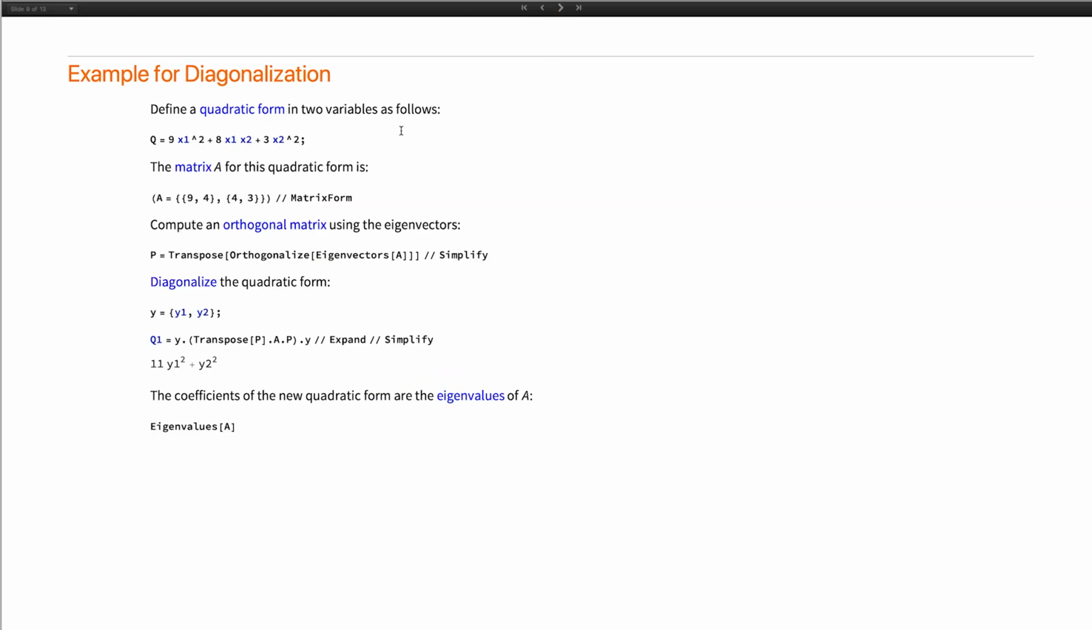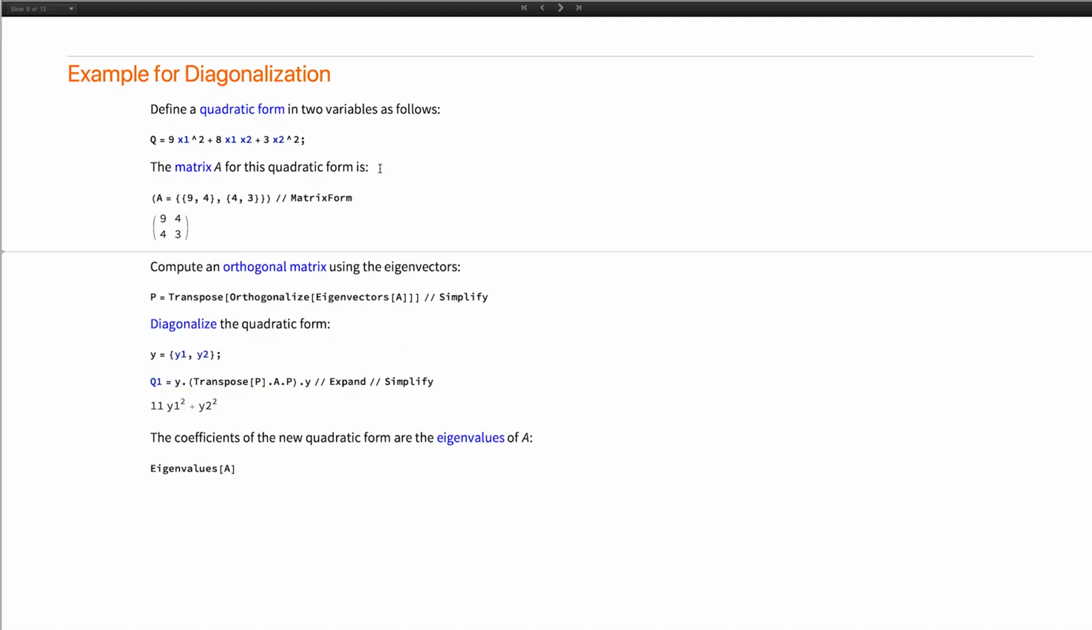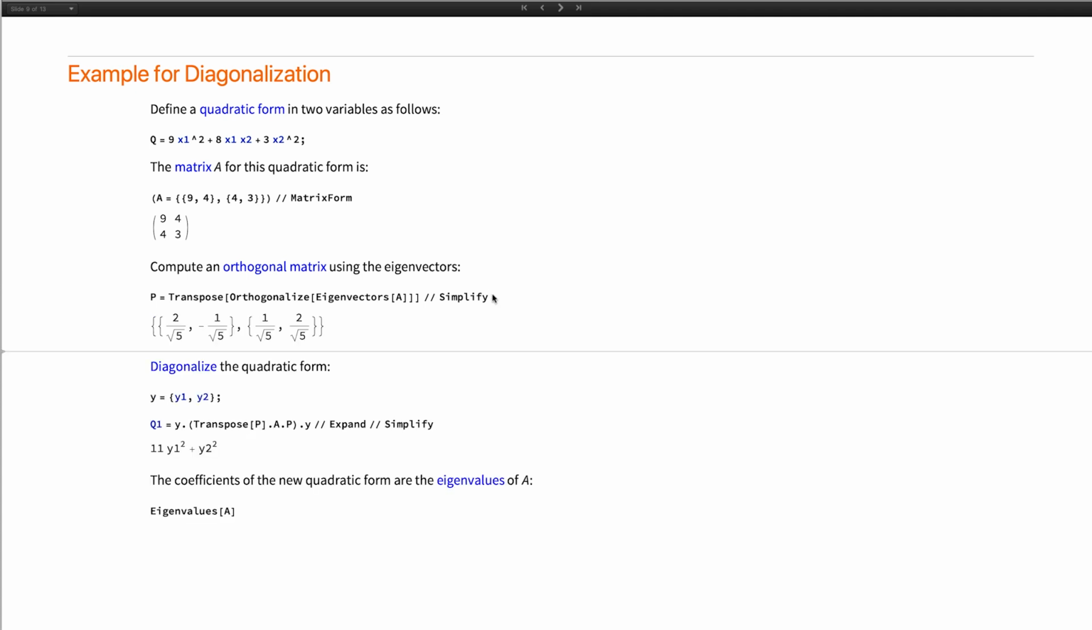So an example of that here is a quadratic form Q. It's got a cross term over here. Write out the matrix corresponding to it. You see the 4 and 4 here come from the 8 over there. Work out the eigenvectors of A, form the matrix P. Here are the new variables, work out the new quadratic form, and you see it's 11y1 squared plus y2 squared, which is really nice and simple. And of course, the eigenvalues over here are 11 and 1, which are just the coefficients over there.